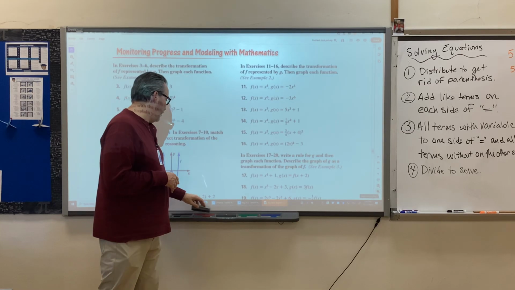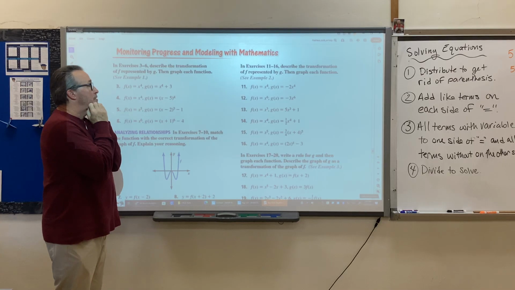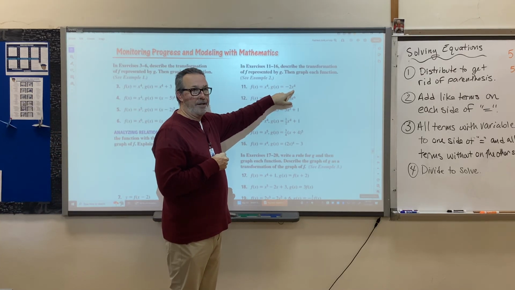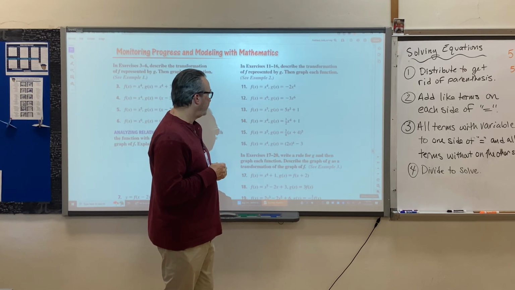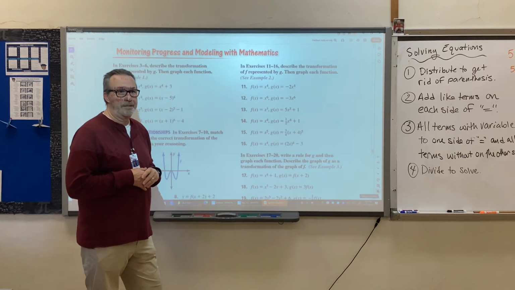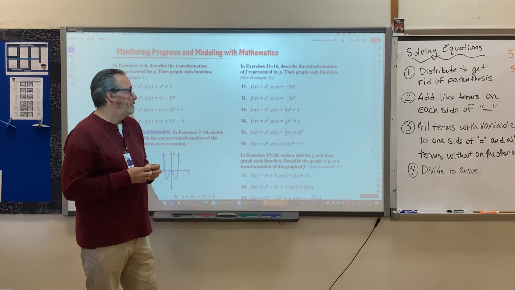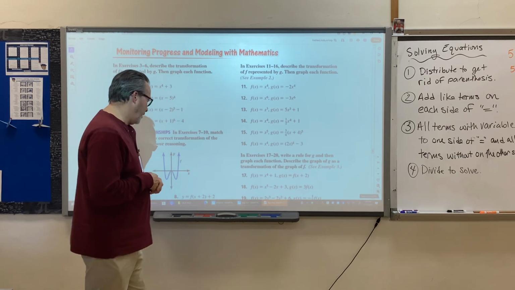What did you have to do? Graph each function. So I think you're graphing the parent function and the transformed function. Any questions with these? No? We're good.